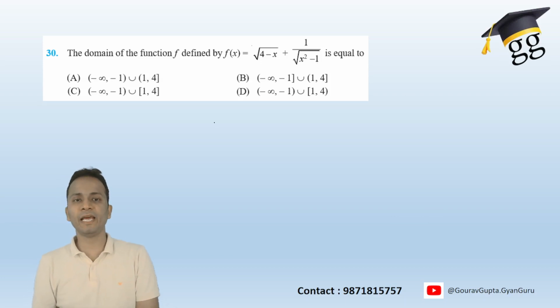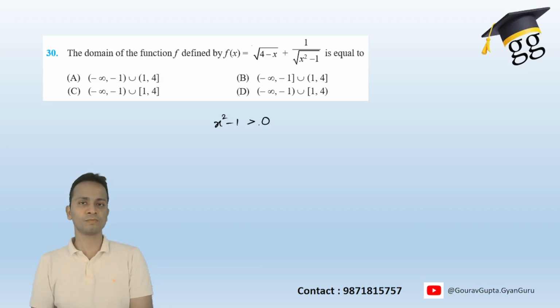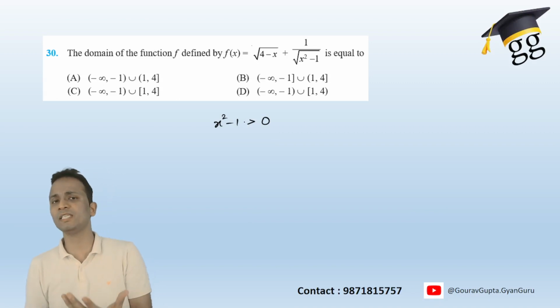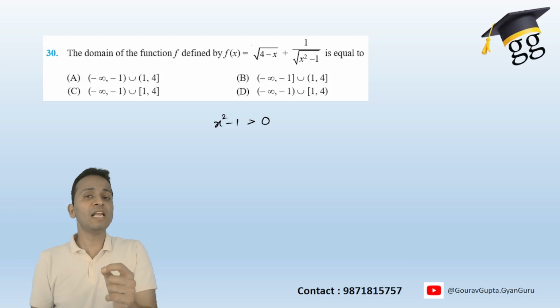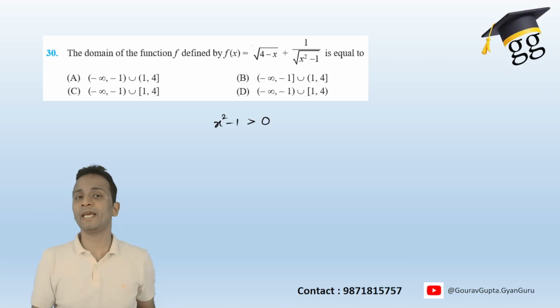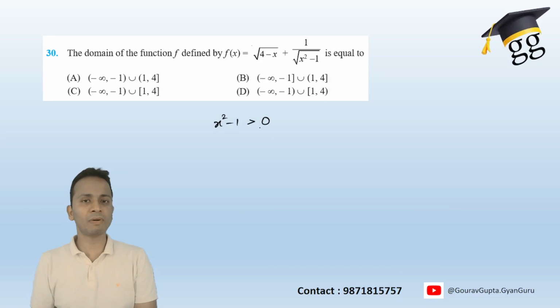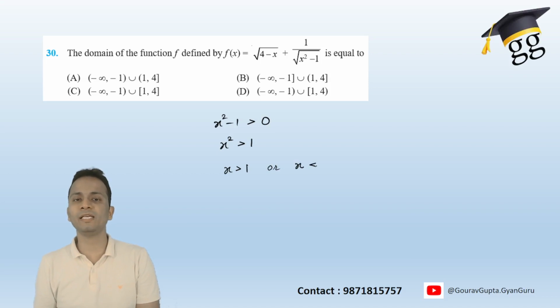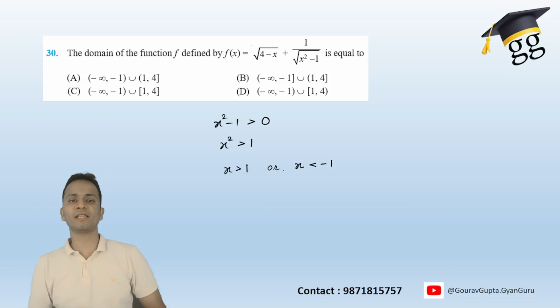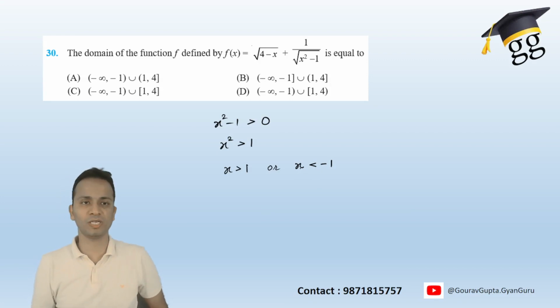That means x square minus 1 should be strictly greater than 0. ये 1 भी नहीं 0 भी नहीं हो सकता. X square minus 1 cannot be 0. If x square minus 1 is equal to 0, then we will have 0 in the denominator, which is not acceptable, right? Okay, so x square minus 1 should be greater than 0, right? From here I can say that x square will be greater than 1, right? So x will be greater than 1 or x will be less than minus 1.